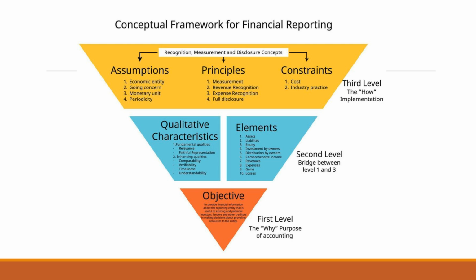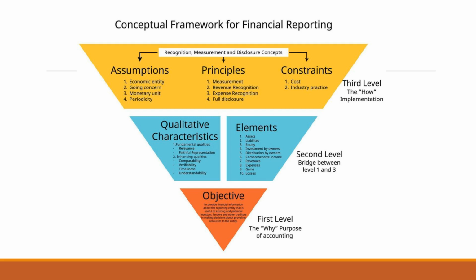To summarize our discussion on the conceptual framework, this diagram provides a helpful overview. It's structured like a pyramid, building from the why to the how. At the base, we have the objective, the core purpose of financial reporting. It's all about providing useful information to investors, lenders, and other creditors to help them make informed decisions about allocating resources. The second level bridges the gap between the objective and its implementation.